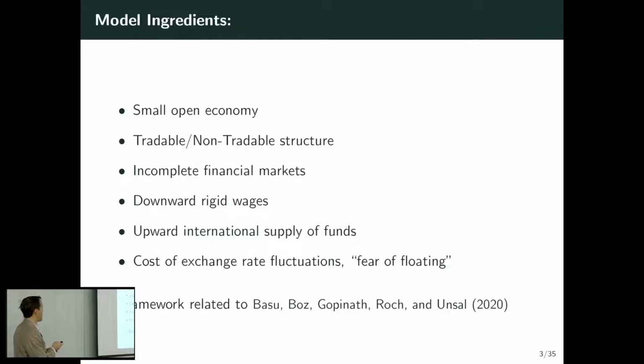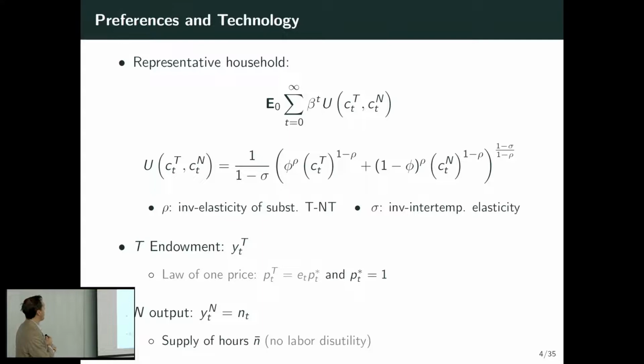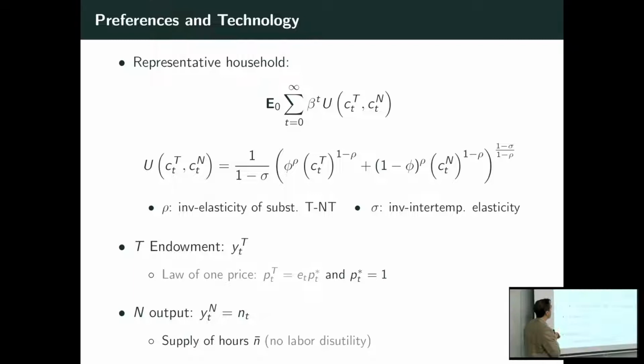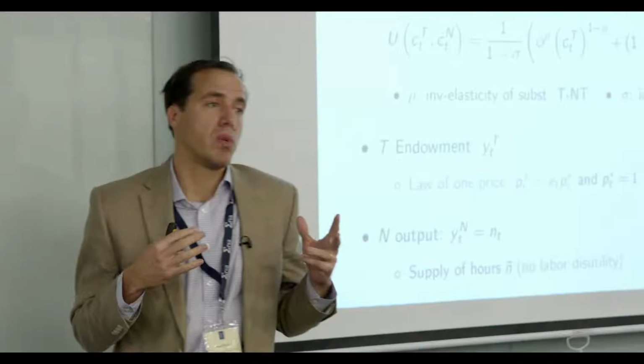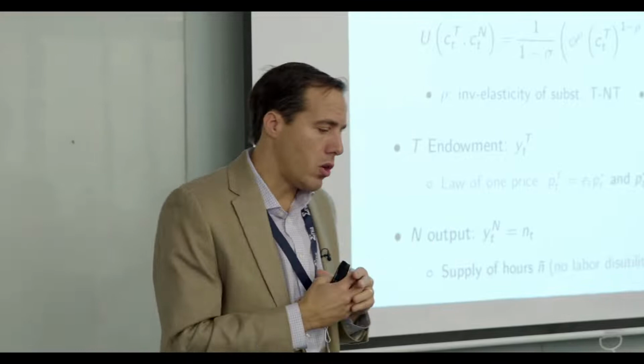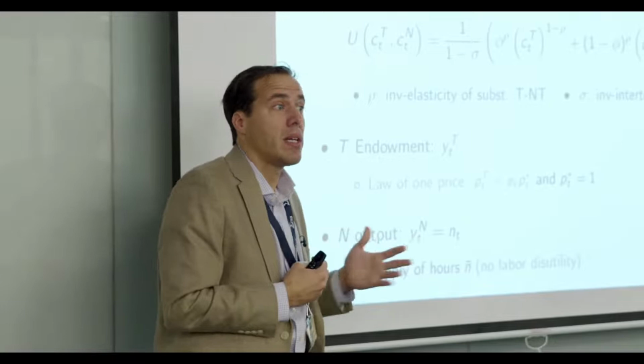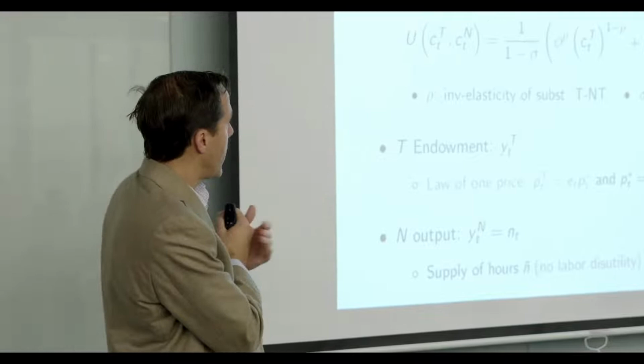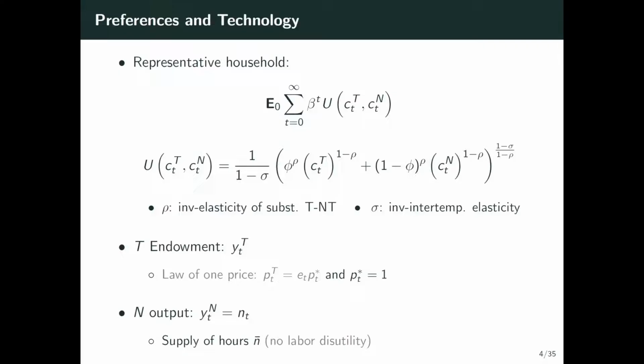Okay, so these are the preferences of the household. They're going to have this utility over consumption of tradables and non-tradables with a CES structure. There's going to be an endowment for tradables. If you want to think also about a model where there's production of tradables and dollar currency pricing, that would actually be very similar, okay? But for simplicity, I'm going to focus on the case where the tradable is simply an endowment.